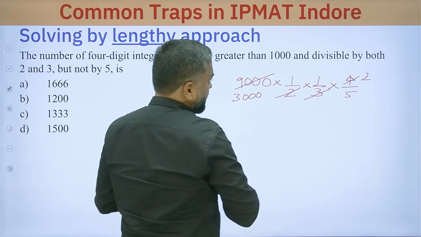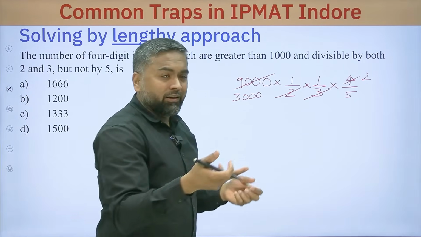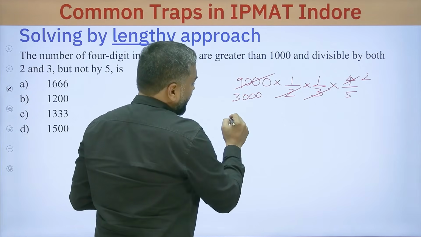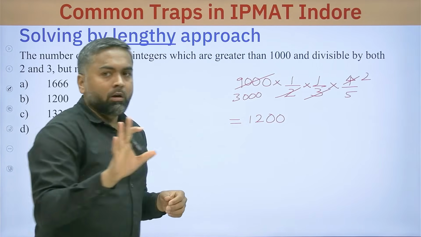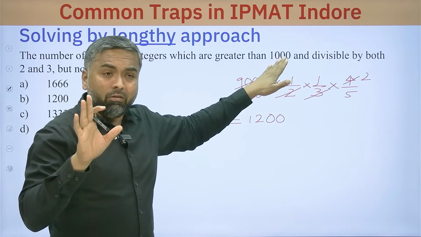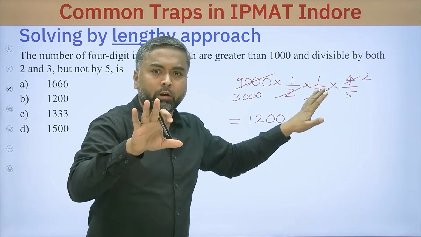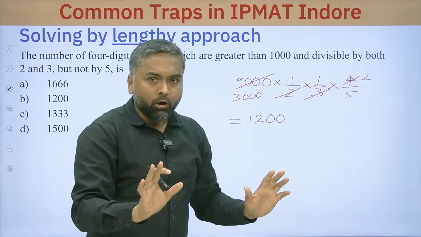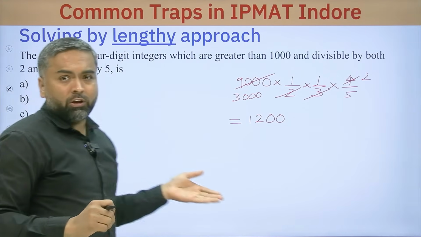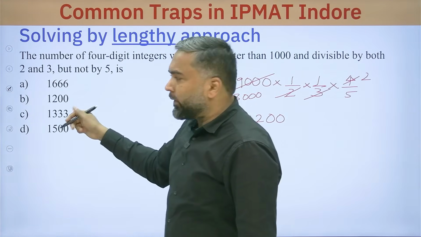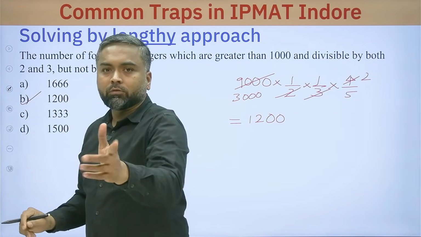So if I do this, we get 3000, divided by 5 is 600, 600 into 2 is 1200. That is the answer. Now, I was not supposed to include 1000, but I included it. Correct? So the answer can be either +1 or -1. But there is no option that is +1 or -1 compared to 1200. I will go ahead with this.